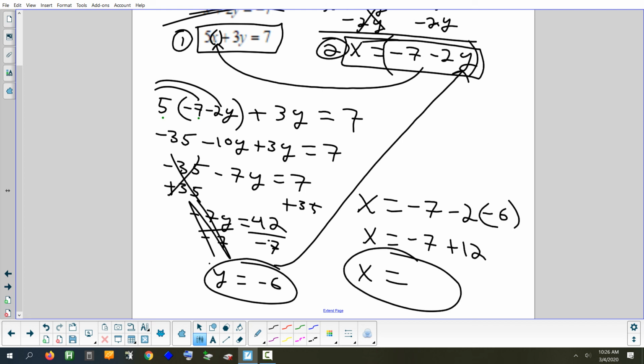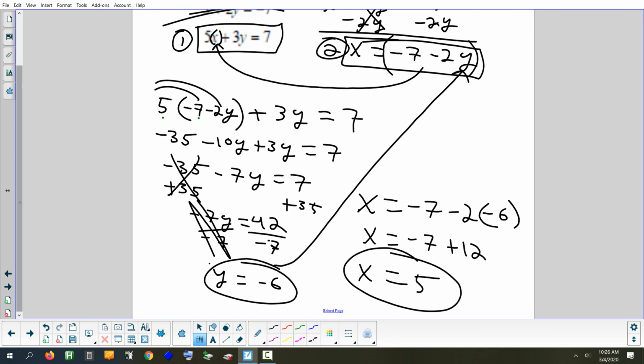And now we just have to simplify that. What's negative 7 plus 12? How much? 5. Yep. So x equals 5. Y equals negative 6. Perfect. Any question on that one?